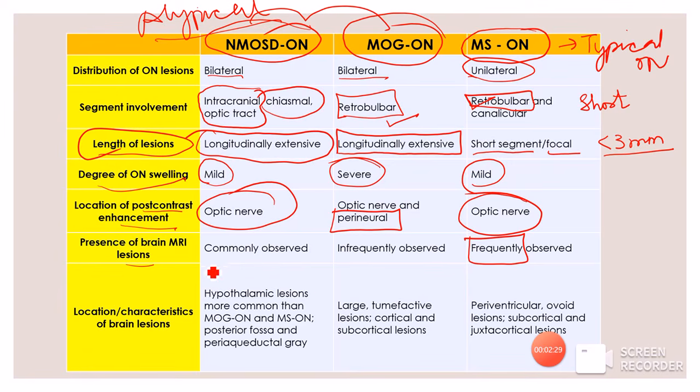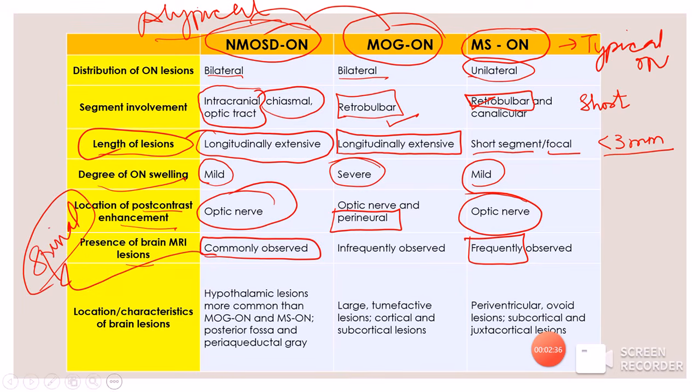What we see in NMOSD is the spinal lesions, right? And spinal lesions, because what do we know about NMO is that it is Devic disease, in which there is transverse myelitis along with the optic neuritis, and therefore we can have spinal lesions in NMOSD, right? So the type of lesions again in MS is periventricular, ovoid, subcortical, juxtacortical, and in MOG, where there is damage to the myelin oligodendrocyte, the lesions are really large and tumefactive. Okay, they could be cortical or subcortical.